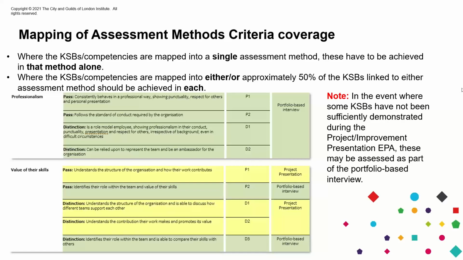For instance, as you can see from the value of their skills, we got 2 passes and then we got 3 distinctions. So you can see that the first pass, P1, is assessed within the project presentation, the second pass within the portfolio-based interview. Then we got the first two distinctions, which are assessed within the project presentation, and the last distinction, D3, within the portfolio-based interview. So you can see we got 2 criteria in the portfolio-based interview and 3 within the project presentation. That's why I said approximately 50%.